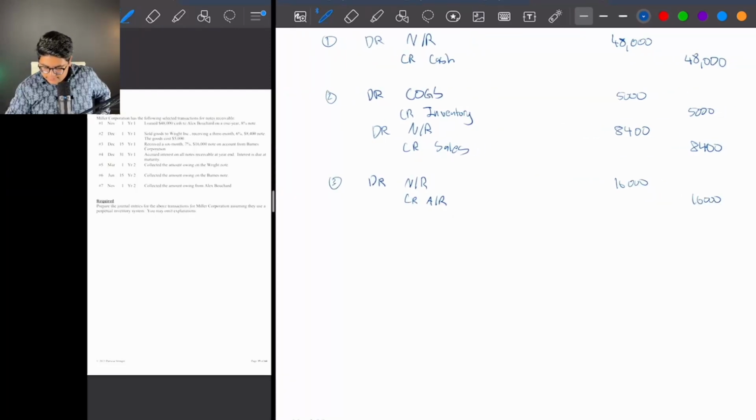Okay, number three is taken care of. Let's do number four. At number four, we accrued interest on all notes receivable at the year end. The year end for this corporation was December 31st. That just makes sense for us. Actually, it does tell us December 31st is the year end. So we need to accrue interest for all of them.